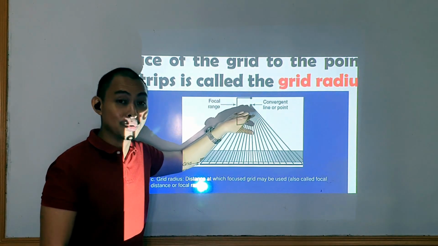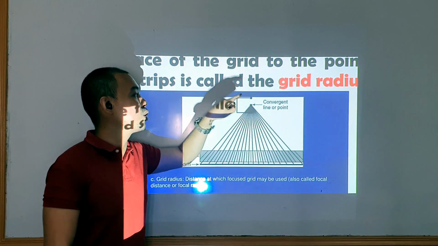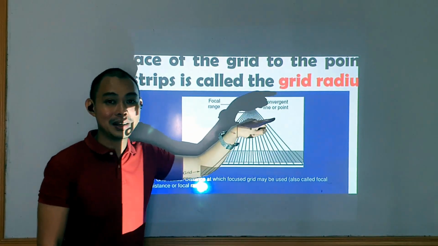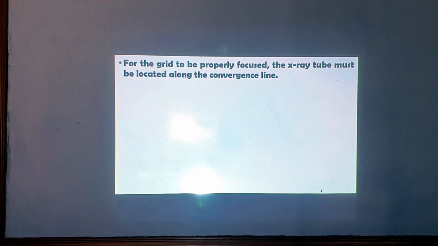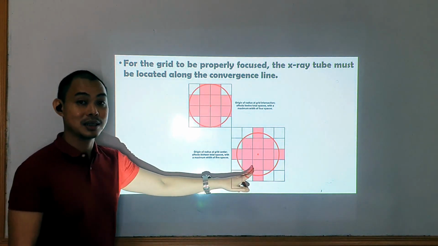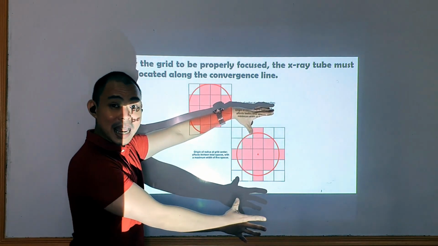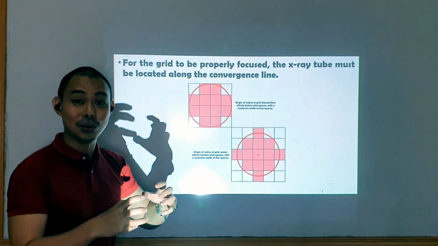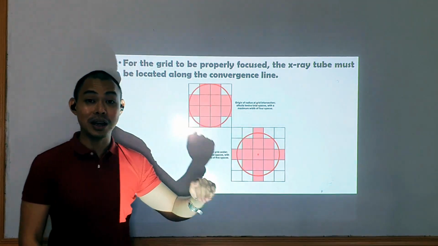So your X-ray tube, if you're going to use a focus grid, your X-ray tube should be at your convergent line. In order for that grid, which is your focus grid, to be properly focused, so that it would look like this. Okay? It will not extend outside the grid radius.